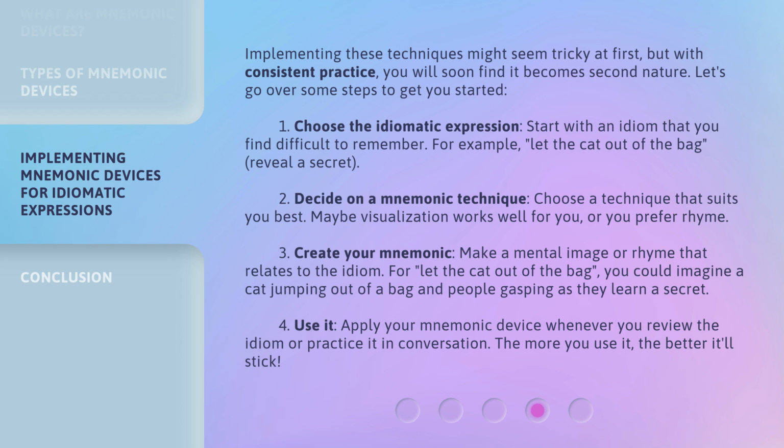2. Decide on a mnemonic technique. Choose a technique that suits you best. Maybe visualization works well for you, or you prefer rhyme. 3. Create your mnemonic. Make a mental image or rhyme that relates to the idiom. For "let the cat out of the bag," you could imagine a cat jumping out of a bag and people gasping as they learn a secret. 4. Use it. Apply your mnemonic device whenever you review the idiom or practice it in conversation. The more you use it, the better it'll stick.